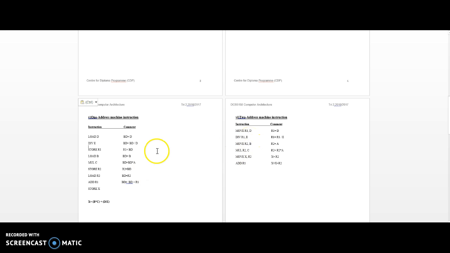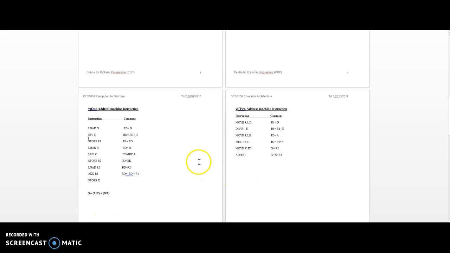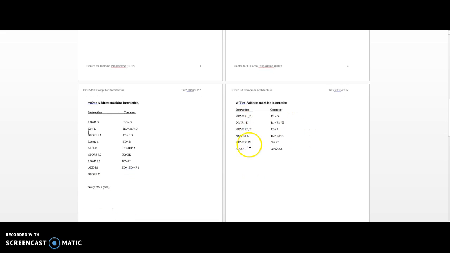And then you move on to the second bracket, which is move R2, B and multiply R2, C. As you can see over here. And then you move X, which is our whole equation. You move R2, which is our first bracket, and add R1, which is our second bracket. And there it is, the two address machine. You'll get this as the answer. Thank you.